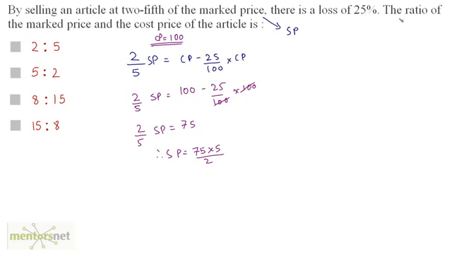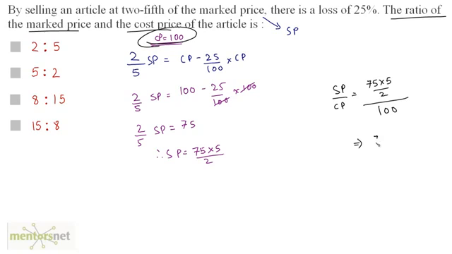Now what is asked is the ratio of the marked price, that is the selling price, and the cost price. So selling price upon the cost price is equal to 75 times 5 by 2 divided by the cost price, which we assume to be 100. So divided by 100. So this is equal to 75 times 5 by 2 times 100. Now 25 times 3 is 75 and 25 times 4 is 100. So 15 by 8. So 15:8 is the correct answer.